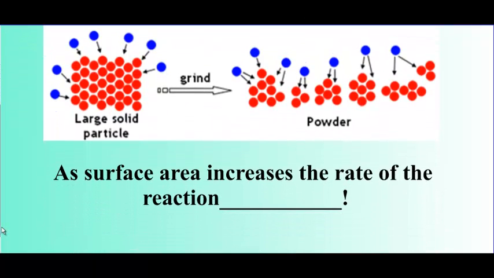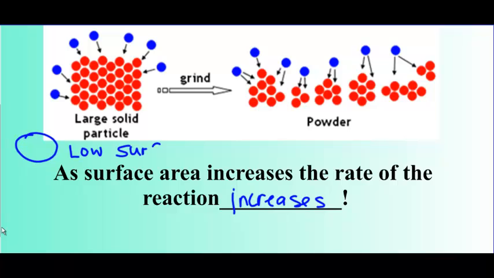As surface area increases, the rate of the reaction increases. I like to think of it, don't ever do this, but if you swallow a hamburger whole, that has low surface area. So it'll take you forever to digest it because the enzymes and chemical acid in your stomach can only get the top and the bottom, right? And maybe a little bit of the sides.